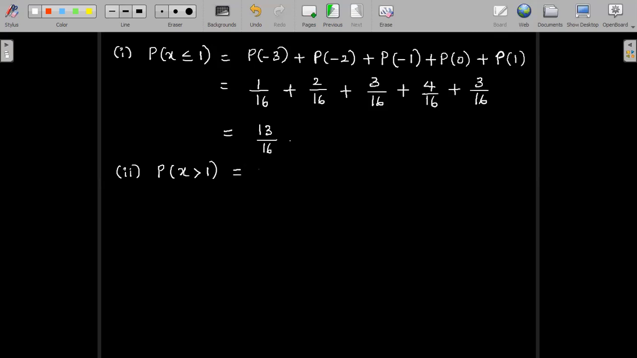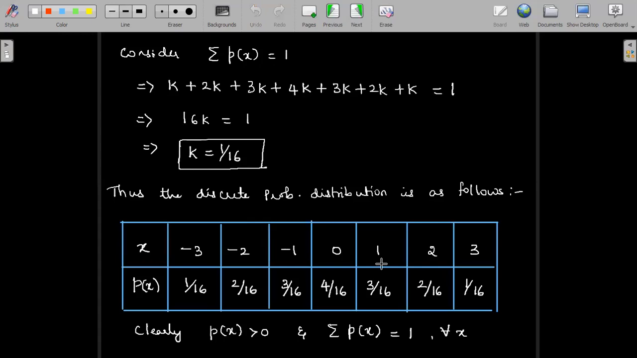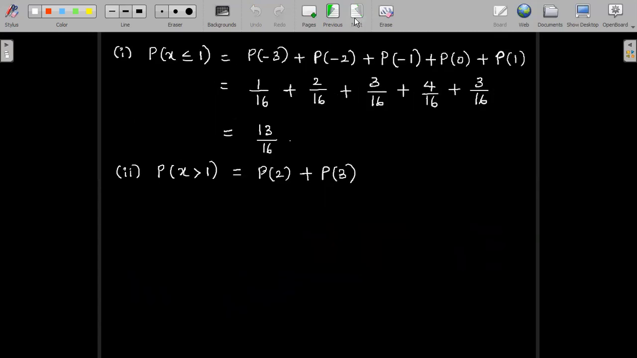Now the second one that we have to find is probability of x greater than 1. When I say probability of x greater than 1, it is probability of x equal to 2 and probability of x equal to 3 only. They have mentioned x greater than 1. If it were greater than or equal to, we would include 1 also. Since it is x greater than 1 only, probability of 2 and probability of 3 have to be taken. Probability of 2 is 2 by 16 plus probability of 3 is 1 by 16. So 2 by 16 plus 1 by 16 gives us 3 by 16. Of course, we can leave the answers in fractional form.